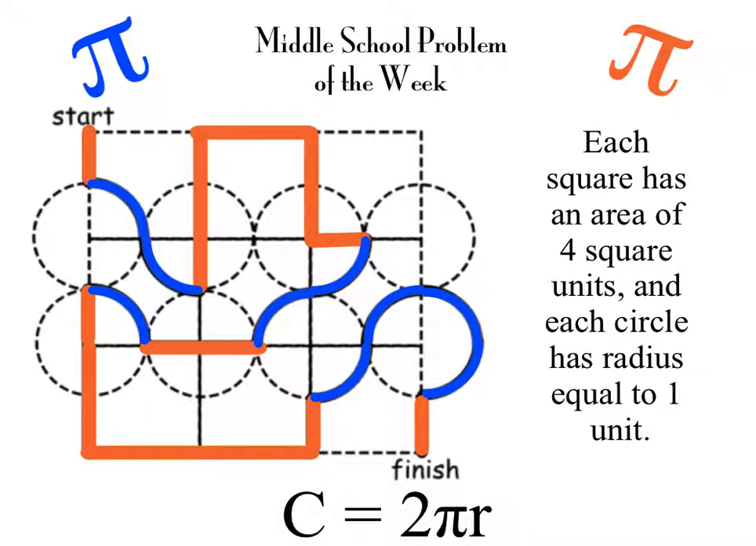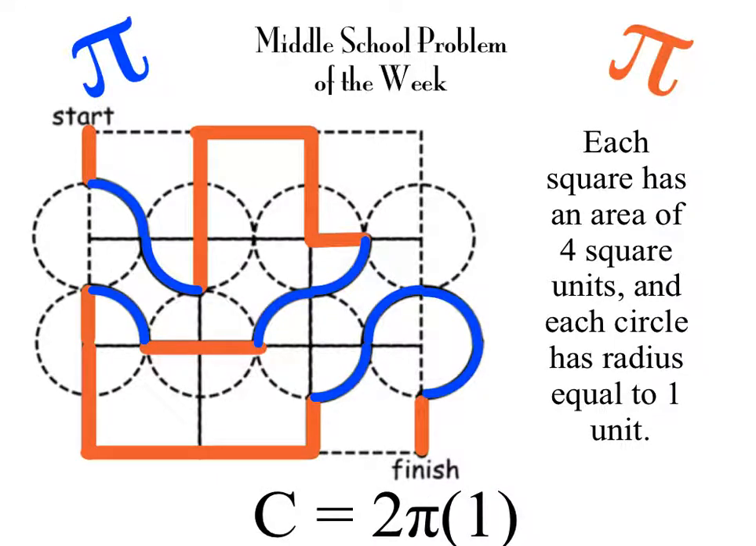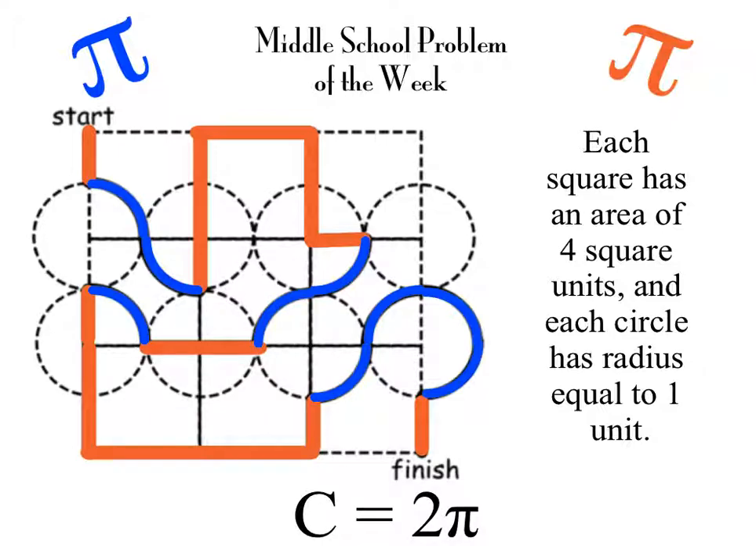And then we know that the formula to get the circumference of a circle is 2 pi r. R is equal to 1, so 1 times anything is itself, so we can just write that the circumference of one of these circles is 2 times pi. But of course we have 2 1/4 circles, so we multiply 2 1/4 times 2 pi, and that gives us 4.5 times pi for the blue part of our path. And then we add that to the orange part of our path that we already computed. We get 4.5 pi plus 20, and that's the answer in terms of pi.